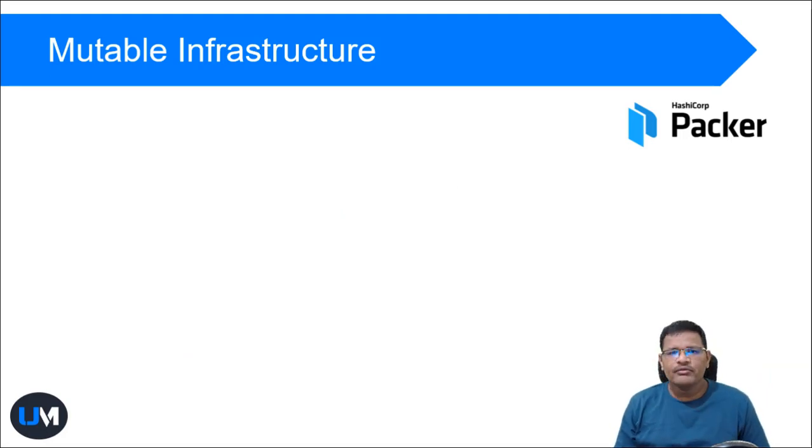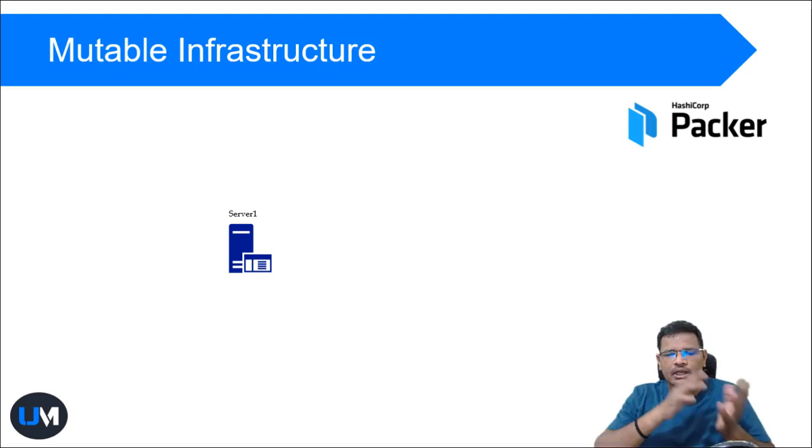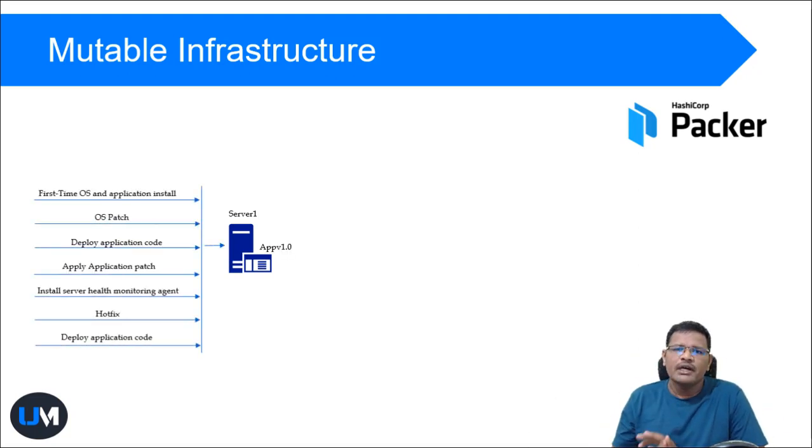When coming to mutable infrastructure, basically we will have our application deployed on one of the servers. For the first time we have to install the operating system, then install the application on top of that server, and install the operating system related patches. Then we deploy the application code, then apply the application related hotfixes or patches. Then if we need to install any monitoring related agent, we install the agent, then any hotfixes, and then if we want to deploy the code again, we can deploy the application code. This is part of our traditional deployment model, where every server follows these steps.